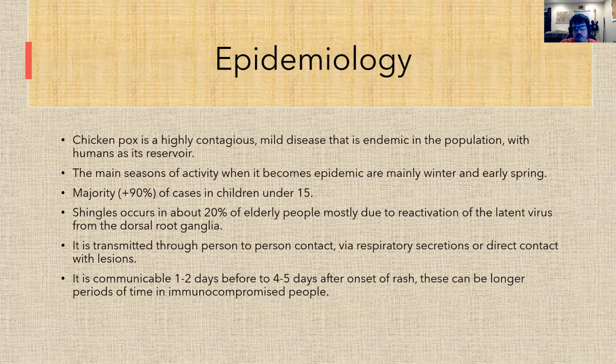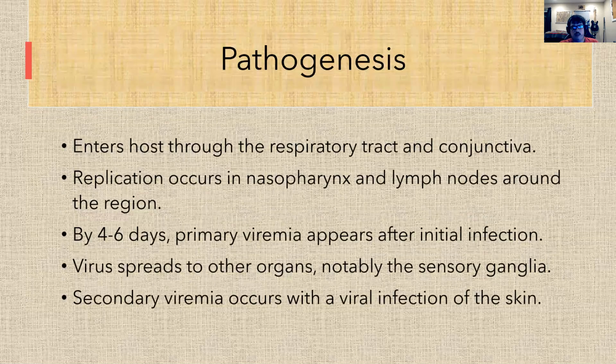It's transmitted person to person via respiratory secretions or direct contact with lesions. It's communicable for 1 to 2 days before or 4 to 5 days after the onset of the rash. These can be longer periods of time for people who are immunocompromised, so they're just a little bit more susceptible.